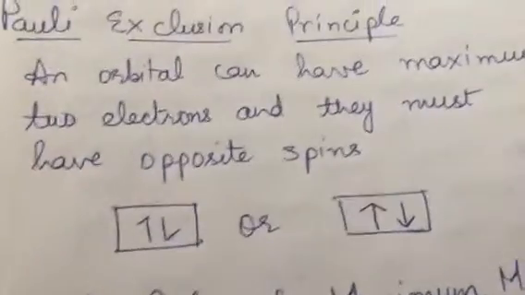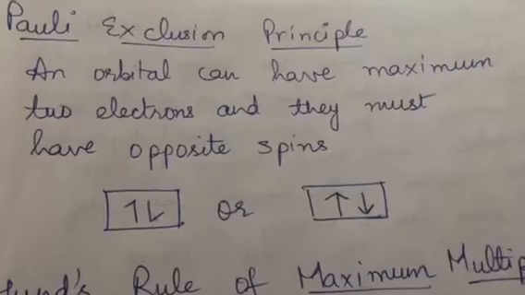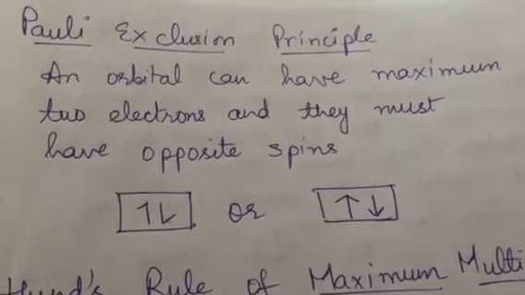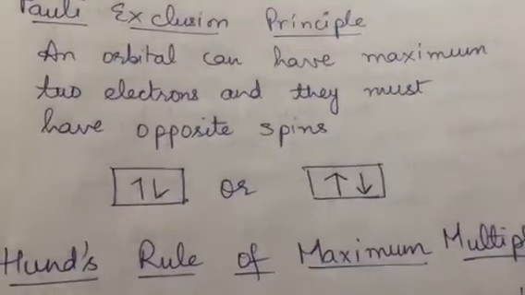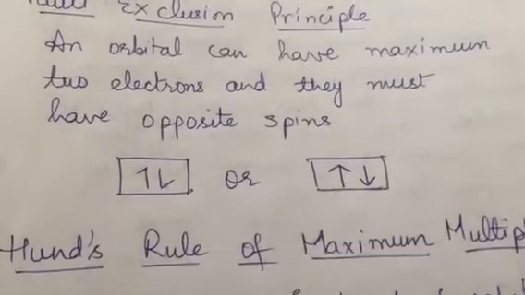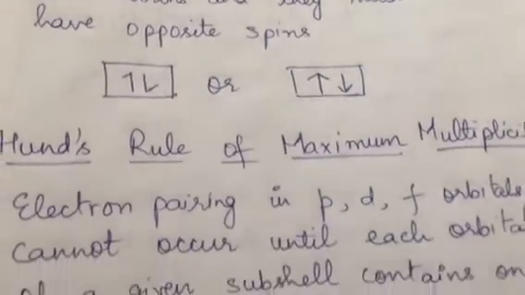Next we shall take up the Pauli exclusion principle, which says an orbital can have maximum 2 electrons and they must have opposite spins. We have already taken up this thing. An orbital can have maximum only 2 electrons, one with plus half spin and the other with minus half spin.